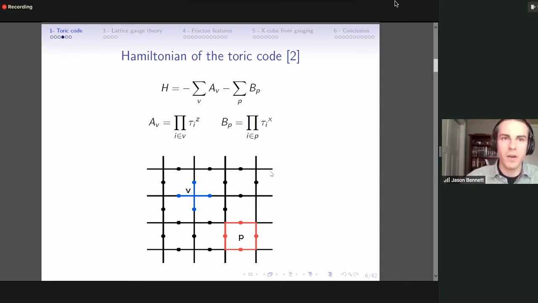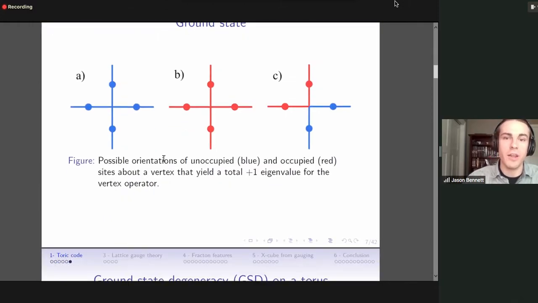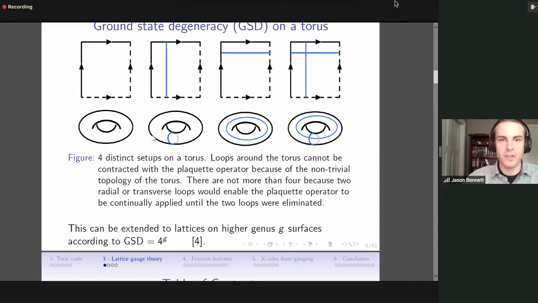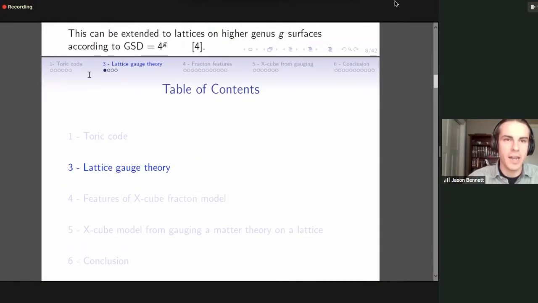But what I focused mainly on in this semester was gauging and how I can go from one system to another system. Because a priori, when I first started, this toric code and X-cube model felt very ad hoc to me. I didn't know where they were coming from. Whereas taking an Ising model, that felt more like StatMech, something that I could wrap my head around. So going through the procedure of gauging is what I focused on mostly.